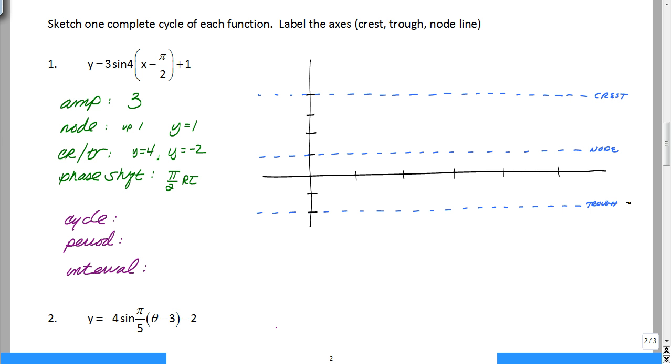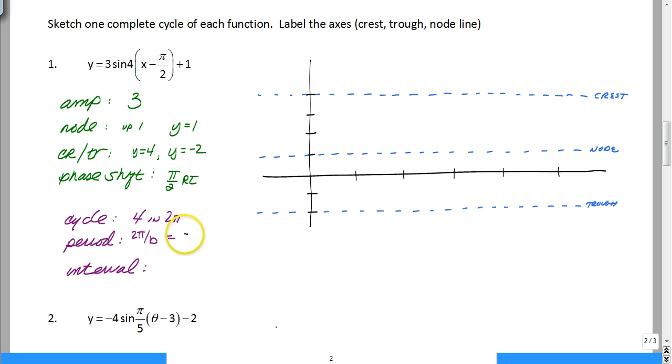So we know how high this is going to go. We know how low this is going to go. We also know that we're going to be starting with a phase shift of pi/2 to the right, but we're not going to do anything with that just yet. So I'm going to show you what we're going to do now. This is where the purple stuff comes into play. The cycle is this many times in 2 pi. So this is going to happen 4 times every 2 pi. The period is always going to be 2 pi divided by b for a sine wave. So since we have 2 pi divided by b, we know in this case b is 4.